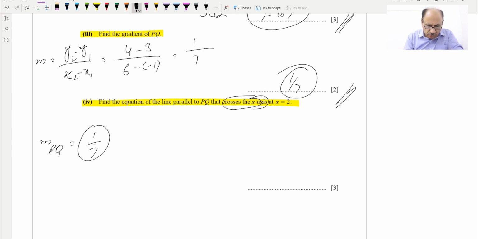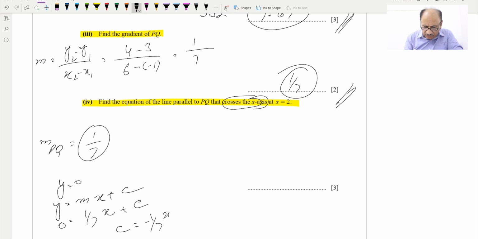So x will be on the x-axis, y is equal to 0, so we can write y is equal to mx plus c. The m value is 1 by 7, y is 0, so 1 by 7 x plus c, so we can write c is equal to minus 1 over 7 x. They are saying the x value is 2, so this 2 we will replace here, and so the c value will be minus 2 over 7.